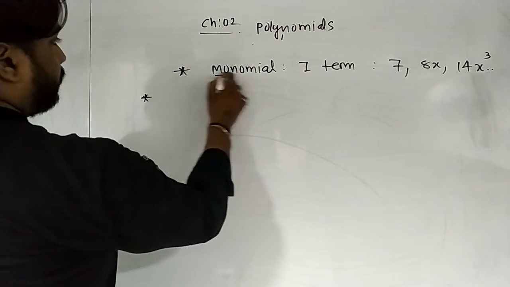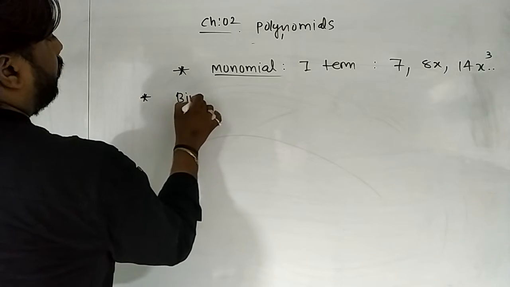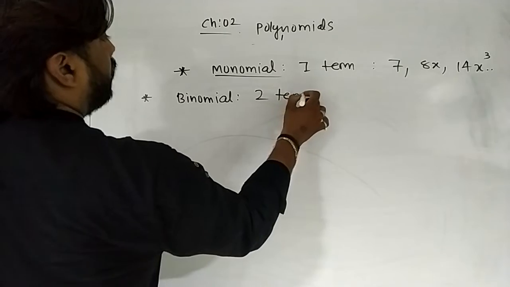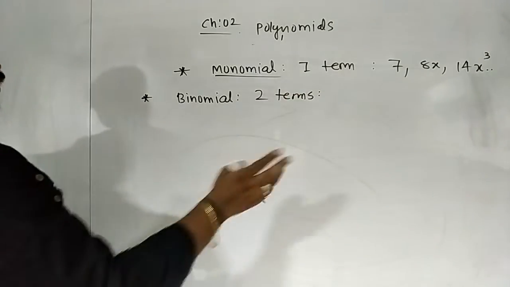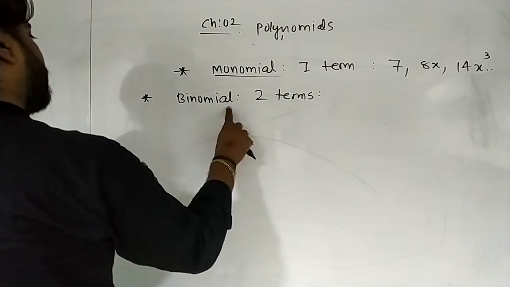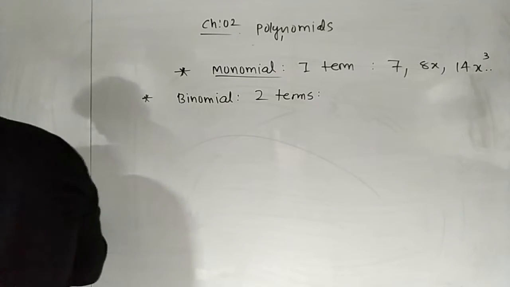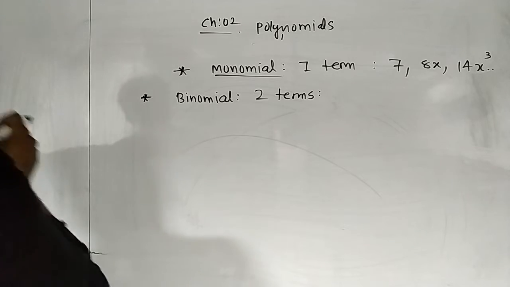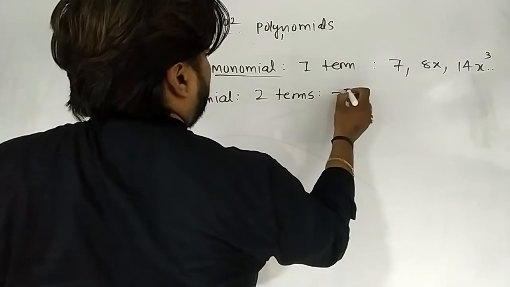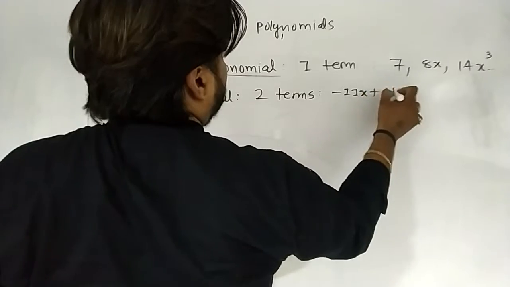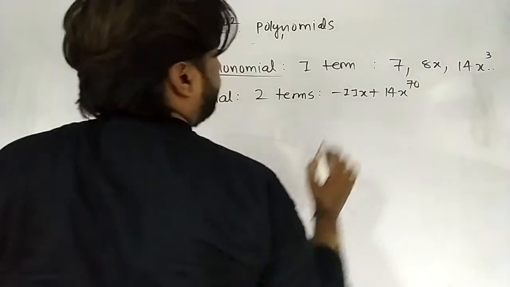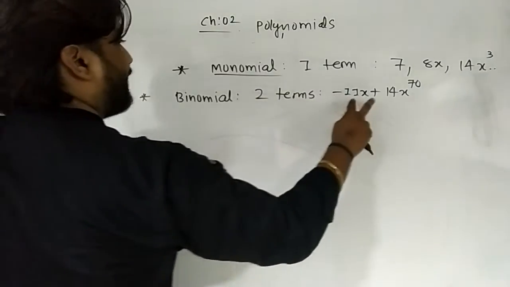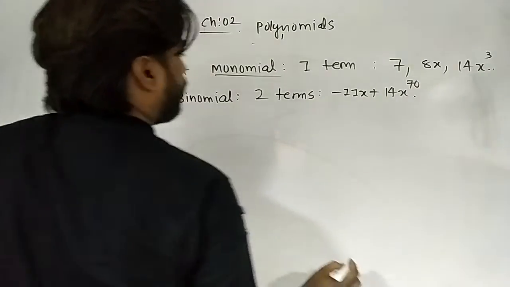Similarly, what is a binomial? If there are two terms in a polynomial, 2 means 2, then it will be known as a binomial. Again, binomial का meaning क्या है, there must be two terms in the polynomial. So for example -11x plus 14x raised to 17. Binomial means a polynomial which is having exactly two terms.